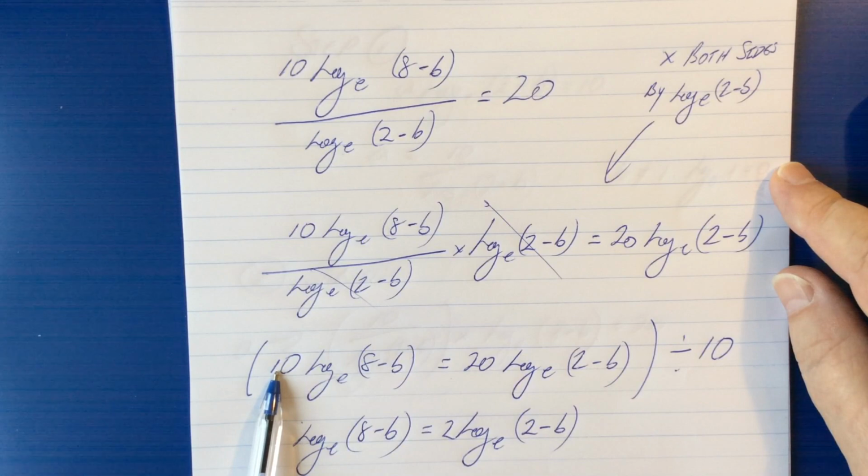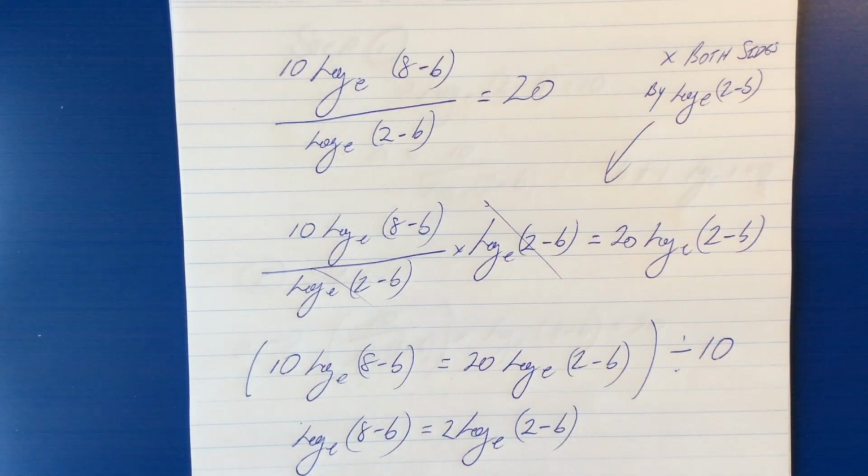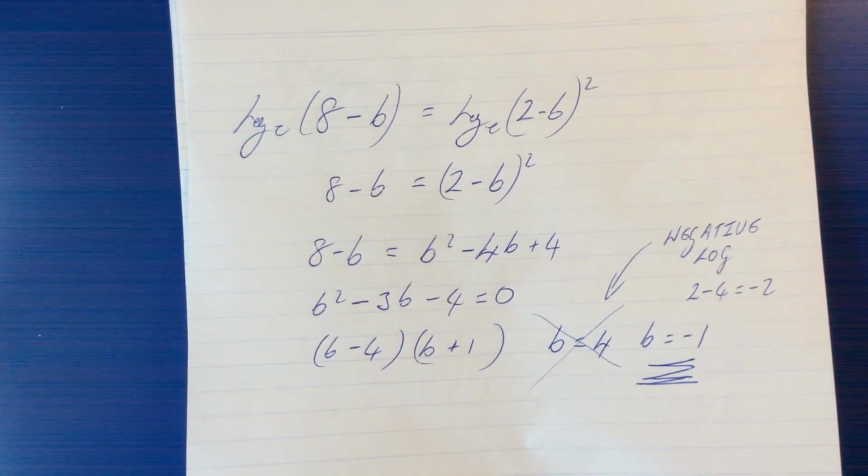So essentially I'm taking out this and most of this. And what I get is log e (8 − b) equals 2 log e (2 − b). So where to from there? Well, this is where one of the many log rules comes into play, but one that I hope you'll be familiar with.